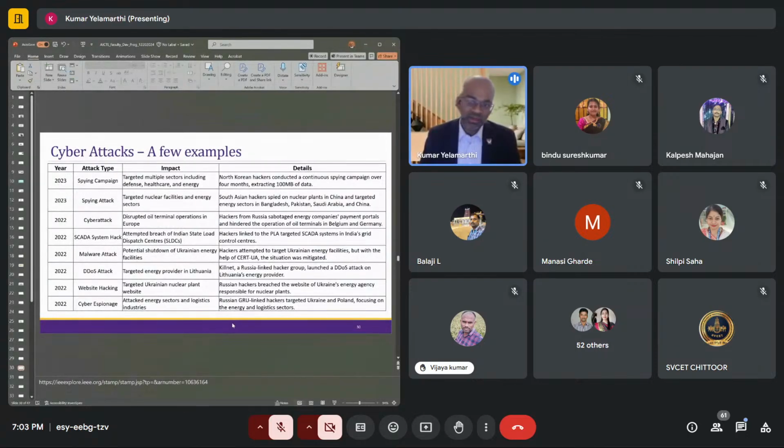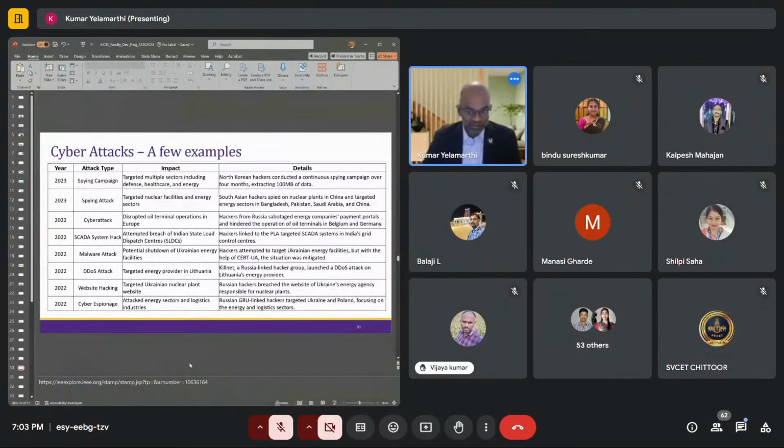And you might look at the data, the first one, 2023. If you see, it targeted multiple sectors, including defense, healthcare, and energy. And you might talk about extracting only 100 megabytes of data. But if you look into the core data, 100 megabytes is a lot of data. And you're talking about a continuous spying campaign.